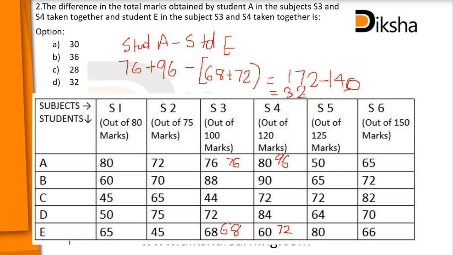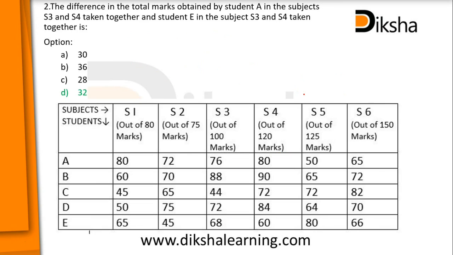So first of all, we have found the value of the marks from the percentage. We have added the asked marks and we subtracted. So 172 minus 140, that is equal to 32. So the answer is option D, 32 percentage. Option D, 32 percentage is the correct answer. So this is the question number 2.